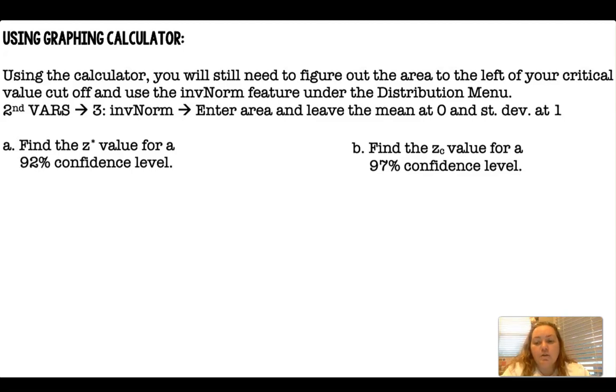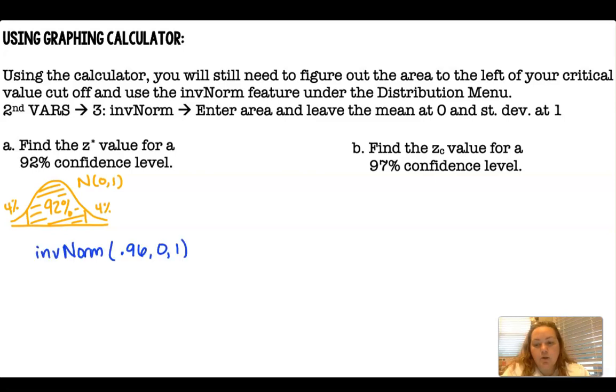So find the Z star value for a 92% confidence interval. So real quick, we're going to draw a picture. We have our normal model with a mean of 0 and a standard deviation of 1. We have 92% in the middle. That leaves us with 4% on either side. So the 4% plus the 92% gives us 96%. So I'm going to do inverse norm in my calculator, second vars, inverse norm. Area would be 0.96, mean would be 0, standard deviation would be 1.